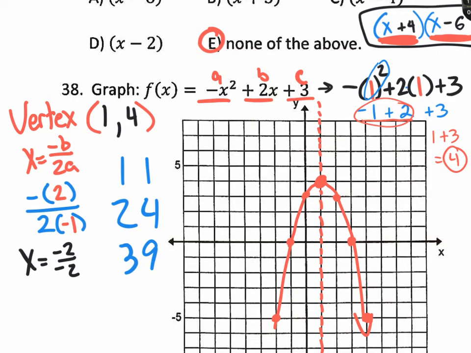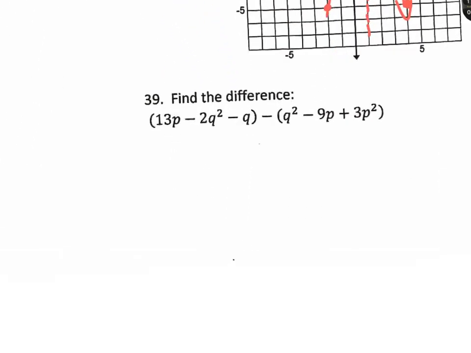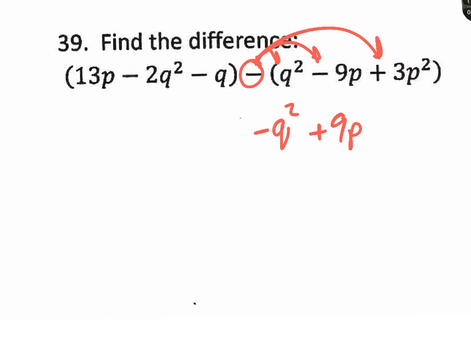Now, number 39, the last one. Find the difference. So difference means subtract. Guys, when I asked you to add, nothing changed. You just combine like terms. But you have a minus sign right here. And we do need to distribute this minus sign to each and every term. So it really just changes the signs. That q squared becomes negative q squared. The negative 9p becomes plus 9p. The plus 3p squared becomes negative 3p squared. And the first parenthesis, there's nothing to distribute, so you just rewrite it.